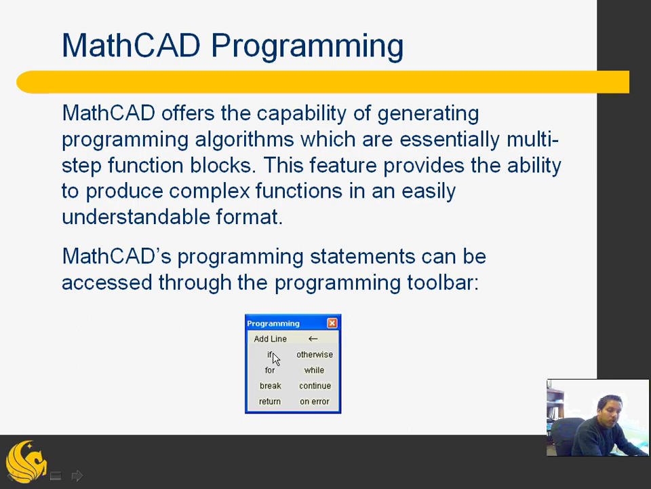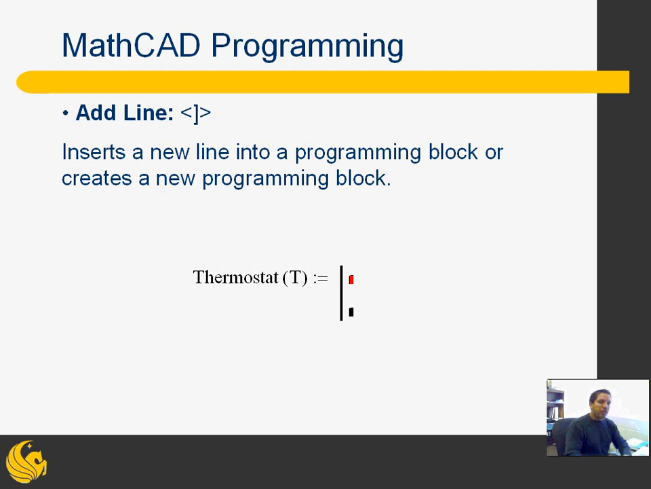You have the conditional if, the opposite of the conditional otherwise, for looping, while for looping with a condition, break to get out of a loop, continue to continue within a loop, return to exit the programming block, and OnError to actually catch errors in the programming block. So let's start by using some of these statements in the programming toolbar.